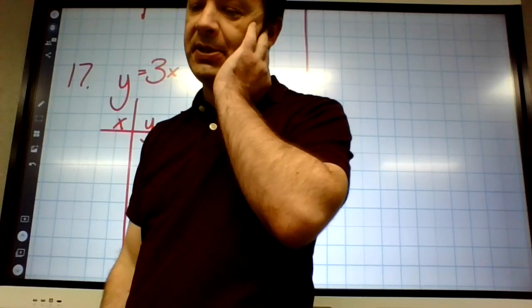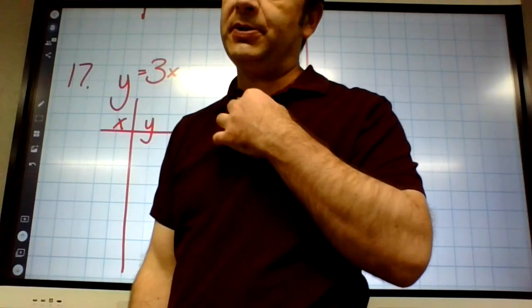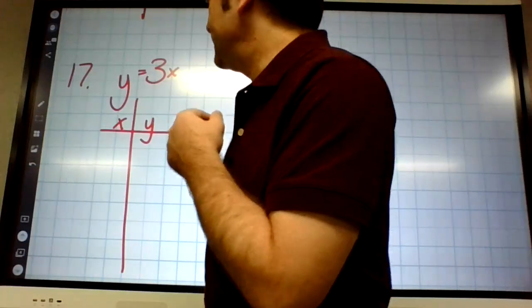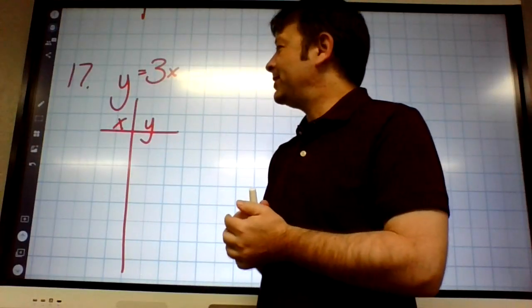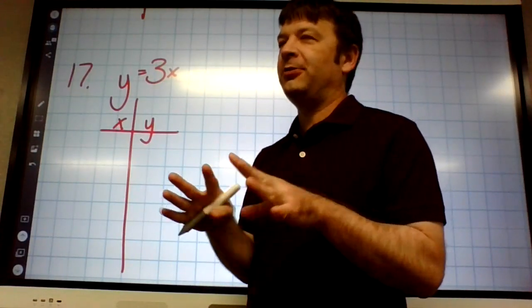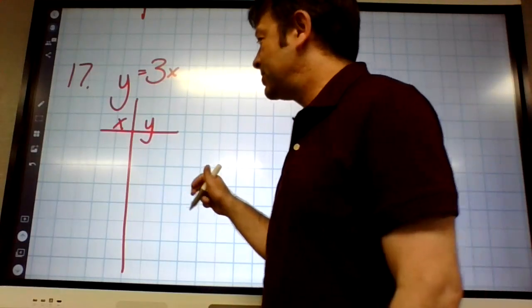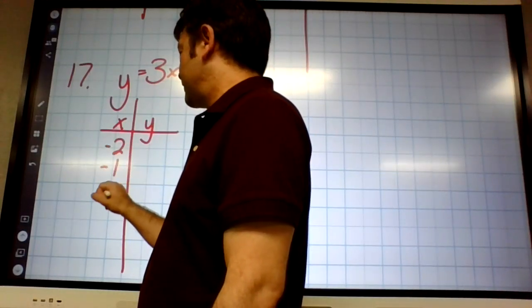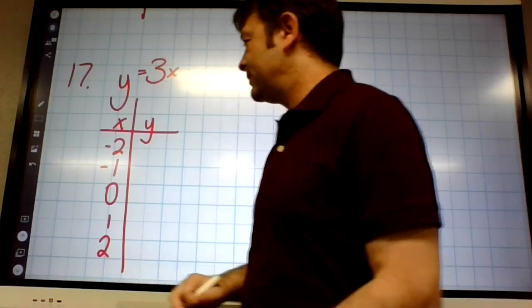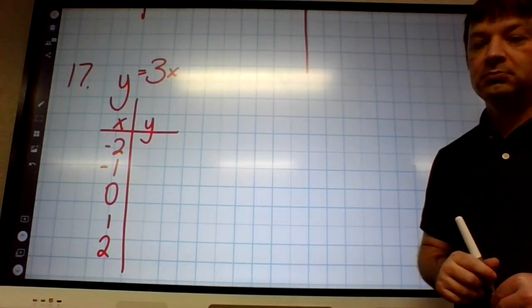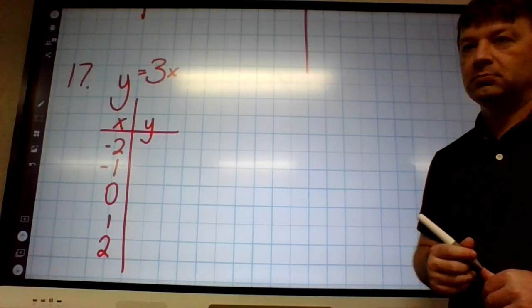On 17, it says make a table of ordered pairs and graph the function. State the function's domain and range. So this one's different because they're not telling us what x values to use, which means the domain is unlimited. So we'll just use the x values that are in the middle of the graph: -2, -1, 0, 1, 2.